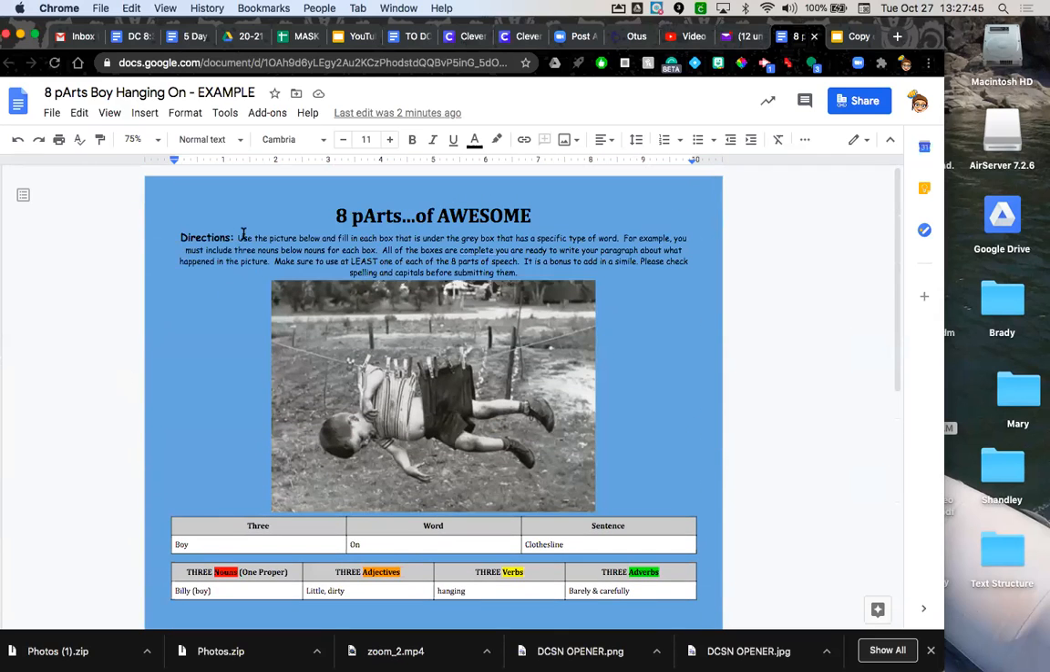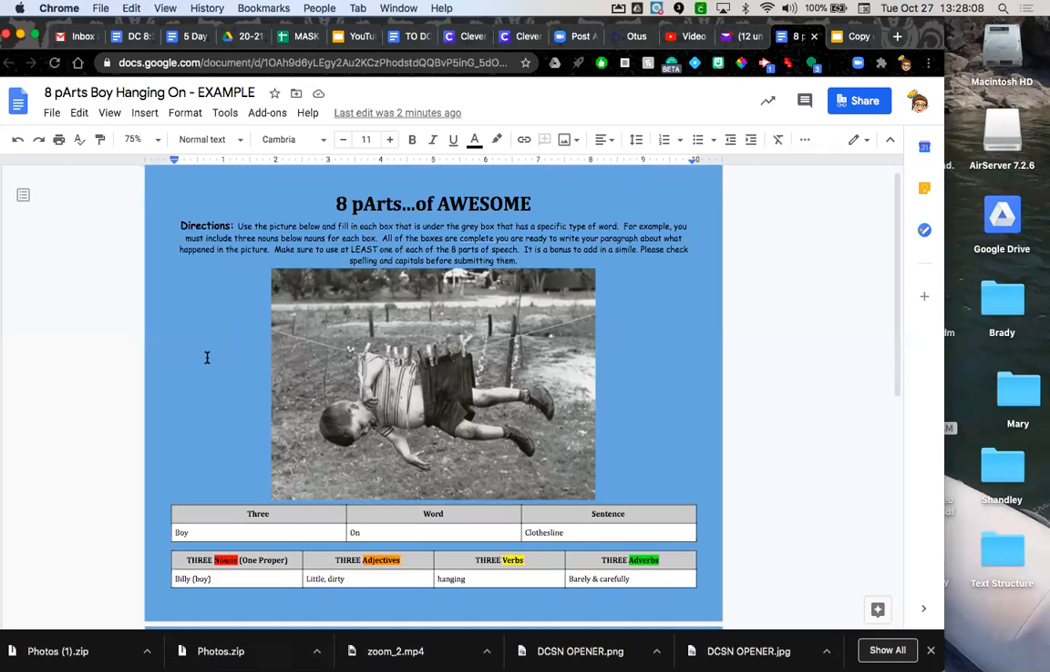So the directions, just to read the directions straight from here, it says use the picture below and fill in each box that is under the gray box that has a specific type of word. For example, you must include 3 nouns below nouns for each box. All of the boxes are complete. You're ready to write your paragraph about what happened in the picture.